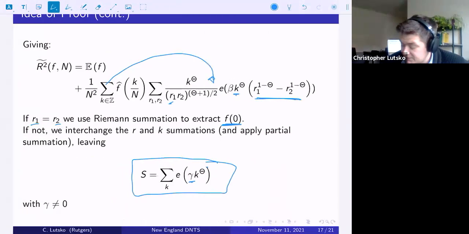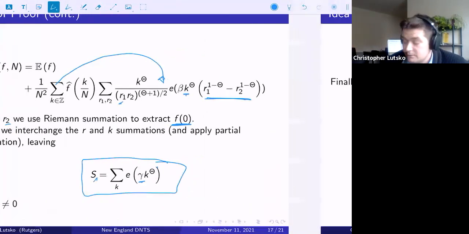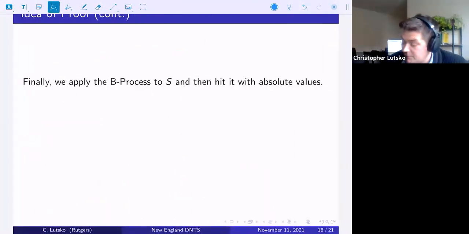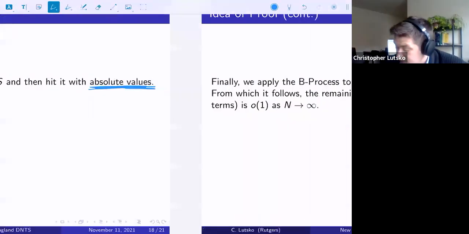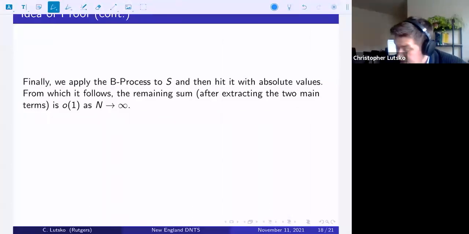You do the B process to S, you get a little bit more saving, and then you hit it with absolute values. It's important to remember that all of these steps up until now are involutions. We've done the B process, we've done partial summation, whatever. These are all involutions, and it's only now that we do the triangle inequality. Okay. So now you hit it with absolute values, and it turns out that what you're left with is small o of 1.